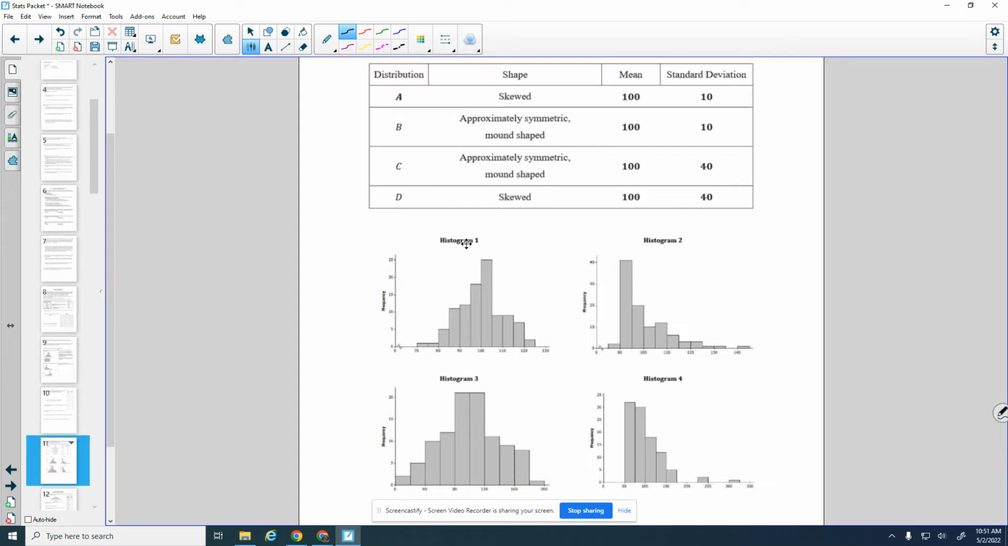So first off, it looks like histogram 1 and histogram 3 are my ones that are mound shaped. We're going to start on those. Which one looks like it has a standard deviation of 10, and which one looks like it has a standard deviation of 40? Well, this one, if I start at the 100 and I go out 40, I would end up out here. So we want that standard deviation to kind of include an average distance. So that does not look like anything's that far. So we are assuming this one if we went 10 away from the 100.